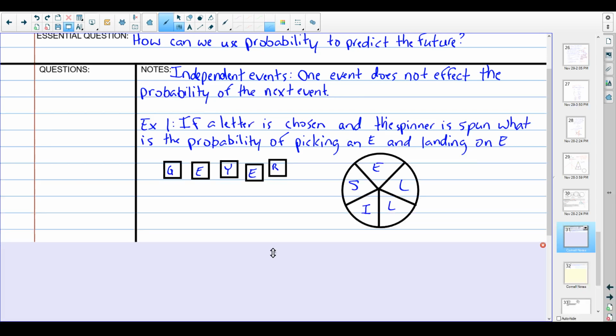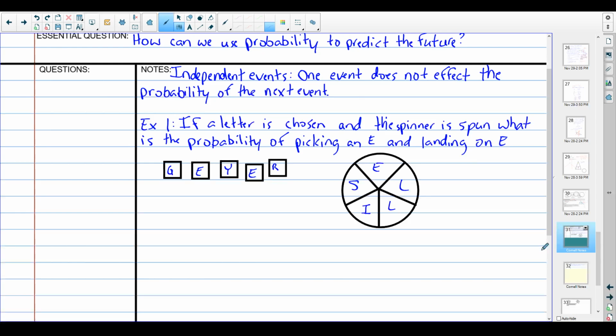For example, if a letter is chosen and the spinner is spun, what is the probability of picking an E and also landing on an E? Got 5 letters here, and then a spinner. Any handle on it? Perfect. Completely random letters. I want to know what is the probability of getting an E on both of them.